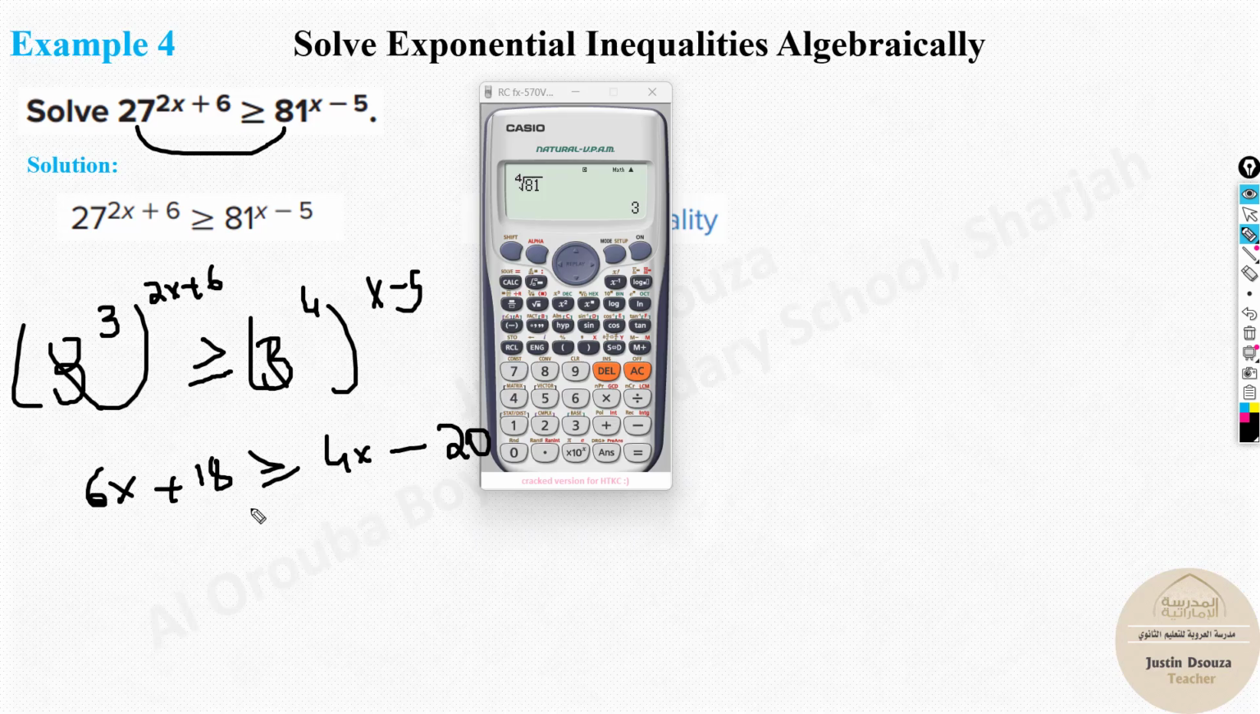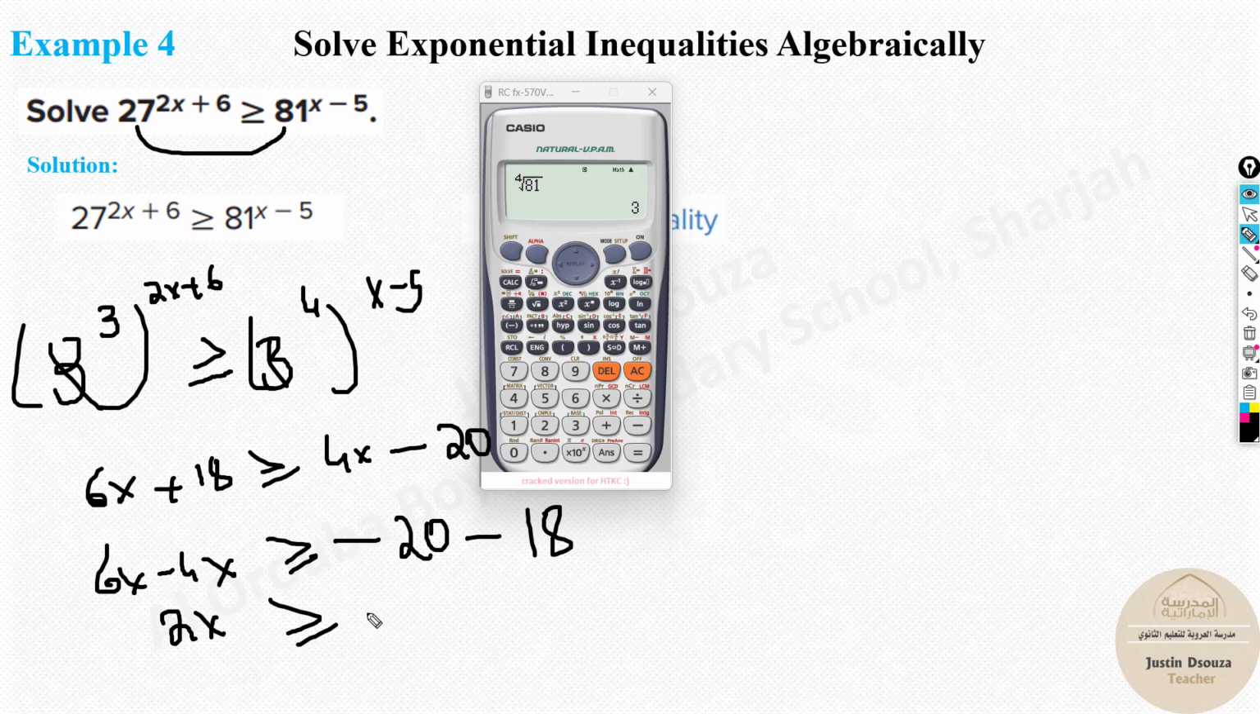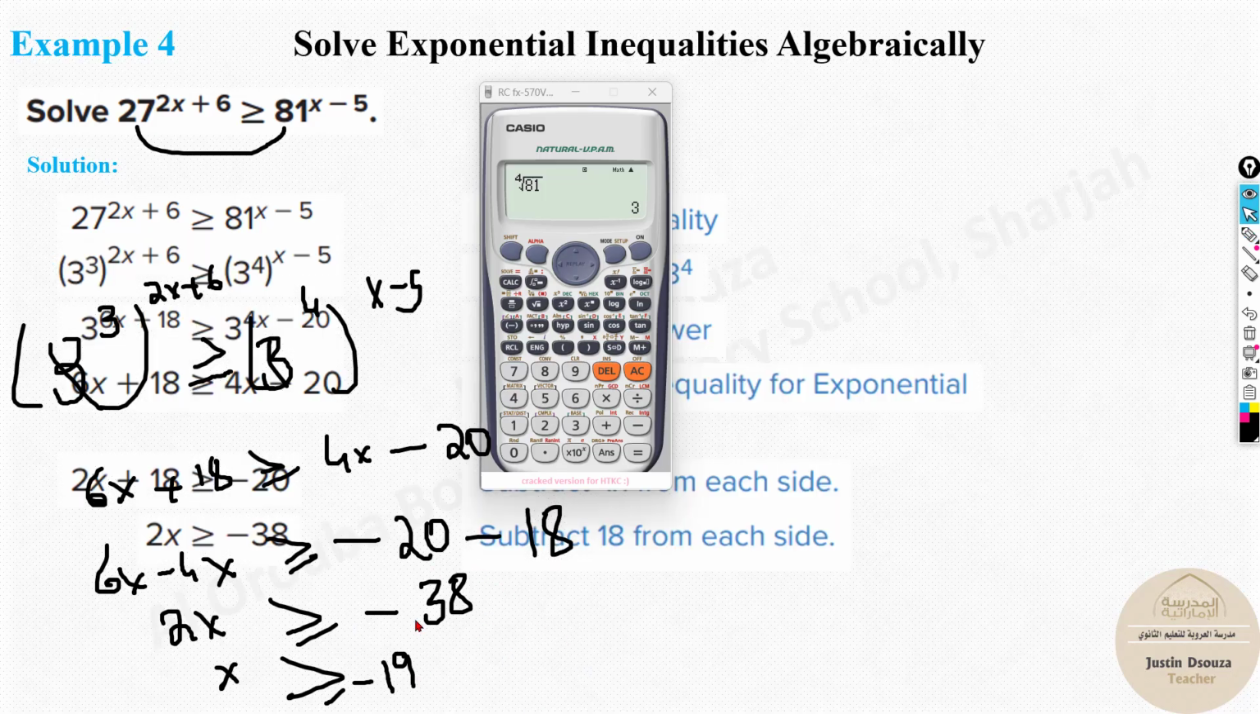Now simplify, take this to the other side. 6x minus 4x greater than or equal to minus 20, and this also becomes minus 18, and you will have 2x over here is greater than or equal to minus 38. It will be 20 minus 1, 19. X is greater than or equal to negative 19. So this is the correct answer. Let's check. Yes, this is the correct answer.